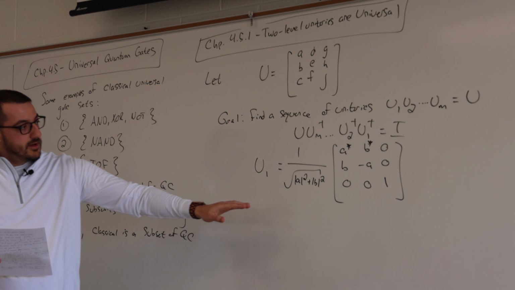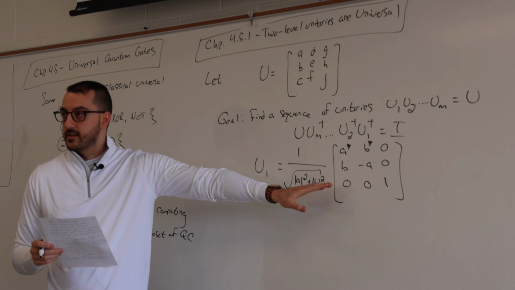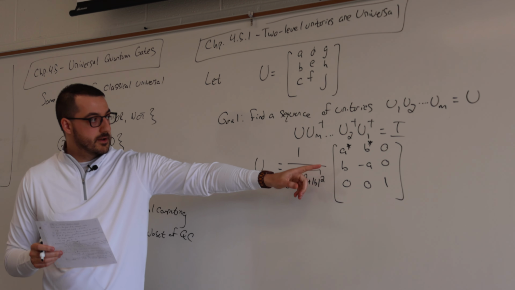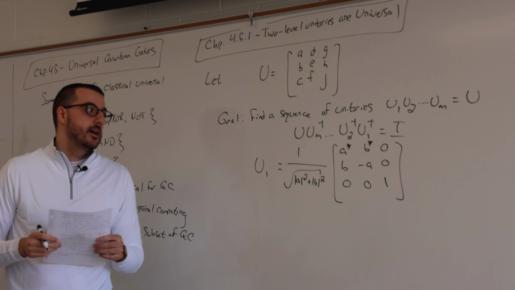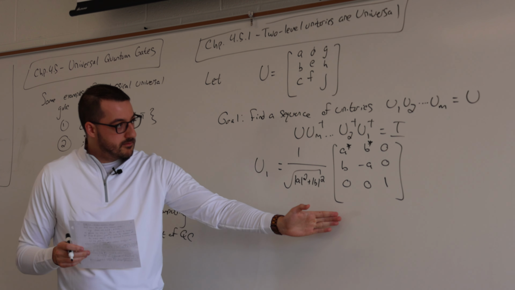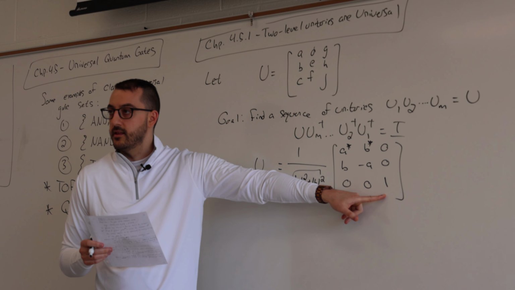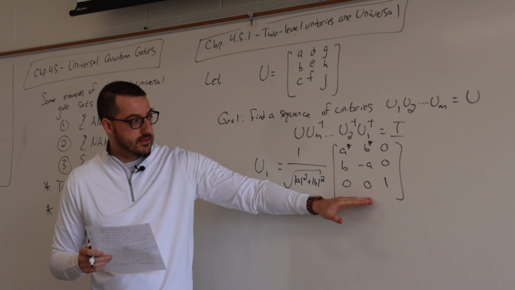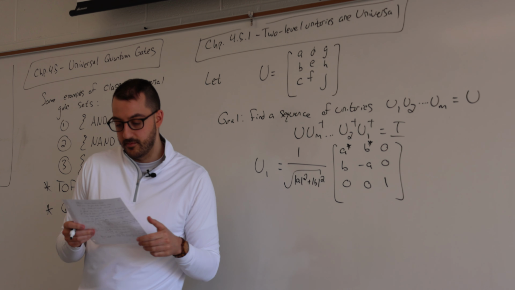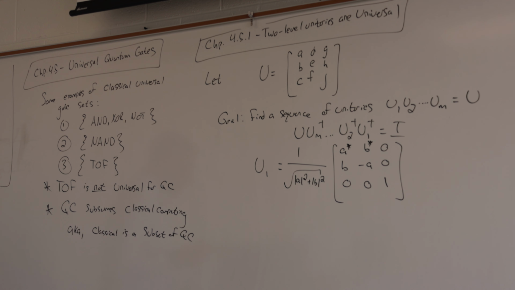So why are we normalizing by this? It's to make it so that this is a unitary matrix, for whatever A and B are. You could check that every column has unit norm and every row has unit norm. And then the third column has a 1 in the lower right, so the third row and the third column also have unit norm. So this is indeed a valid unitary matrix.